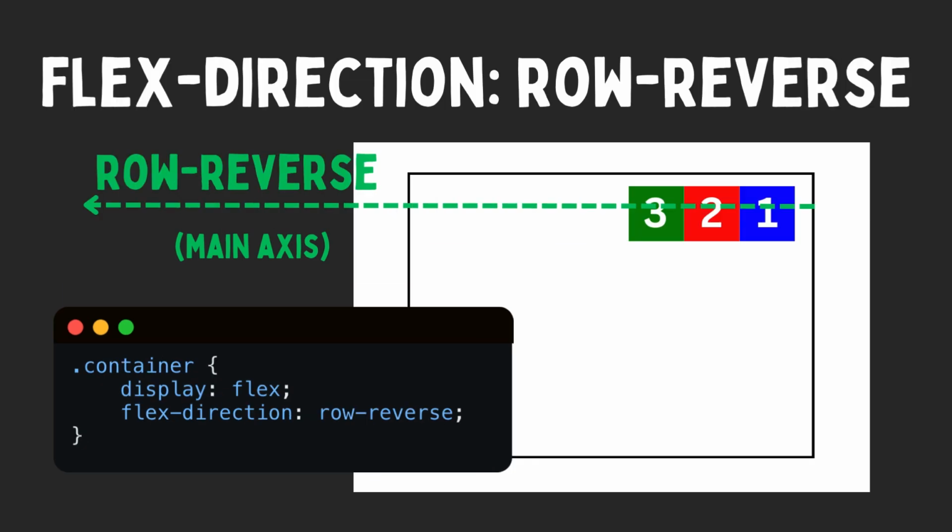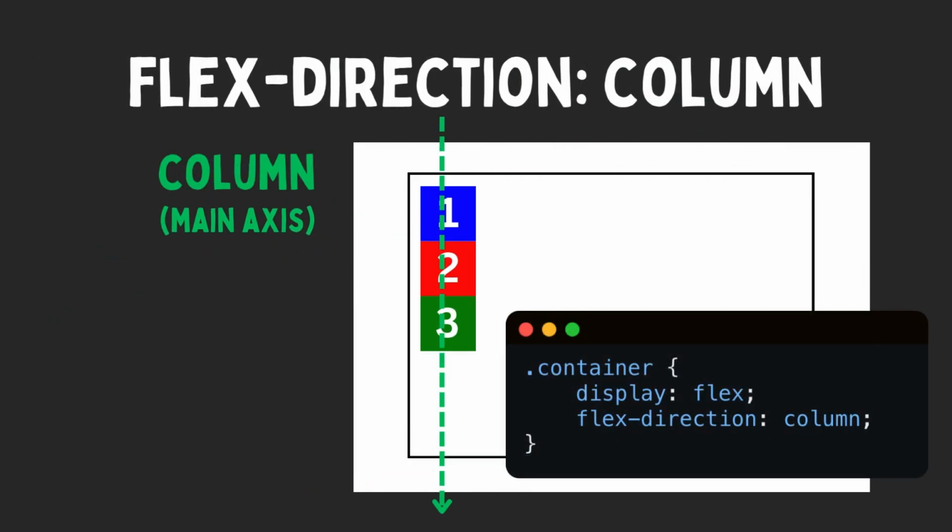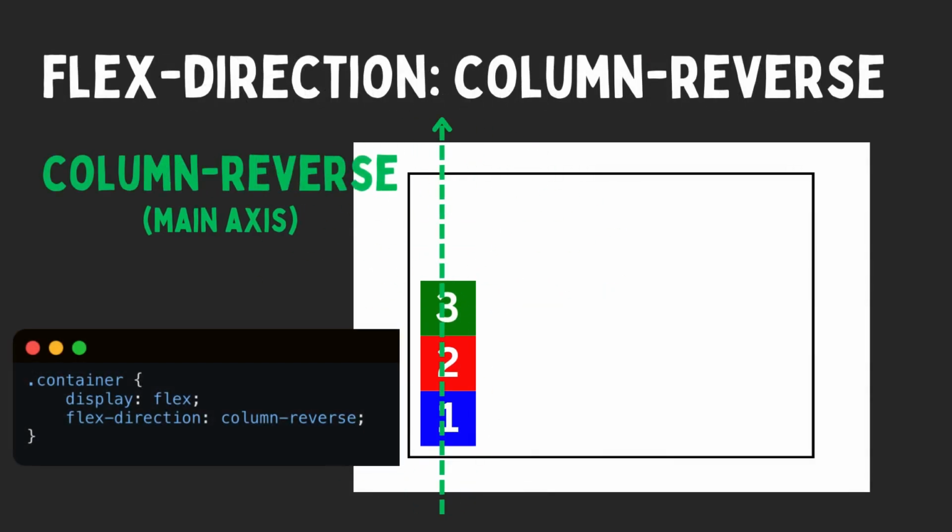Need to reverse the order? Use flex direction row reverse. The main axis is still horizontal, but the items start from the right and move to the left. Want your items to stack? Set flex direction column. This makes the main axis vertical, so your items are arranged from top to bottom. The cross axis becomes horizontal. And if you want them to stack in reverse order, use flex direction column reverse. Now the items start from the bottom and move to the top.